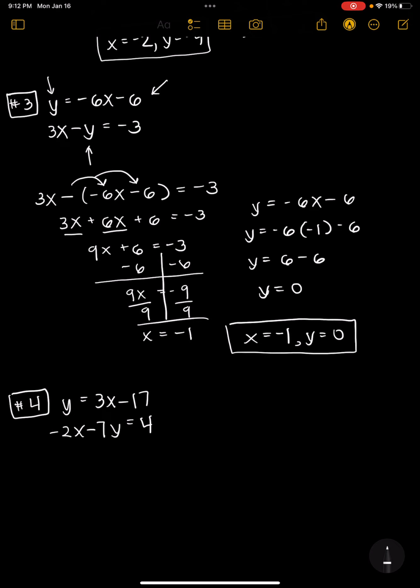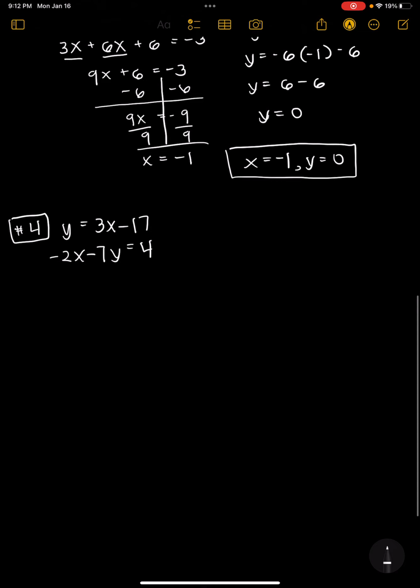All right, last one, and this one's super similar to the third example. So we know on this top equation that y has to be equal to 3x minus 17, which means that this y also has to be equal to 3x minus 17. So I'm going to just rewrite the bottom equation, but replace the y with 3x minus 17, because I know that's what y is equal to. Now we're going to solve this for x.